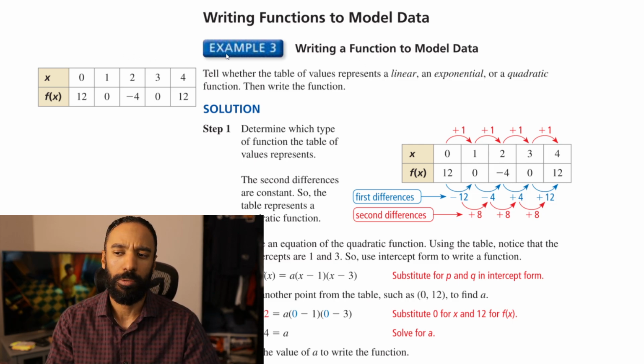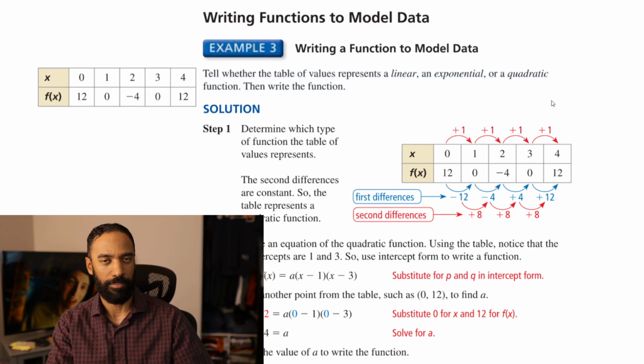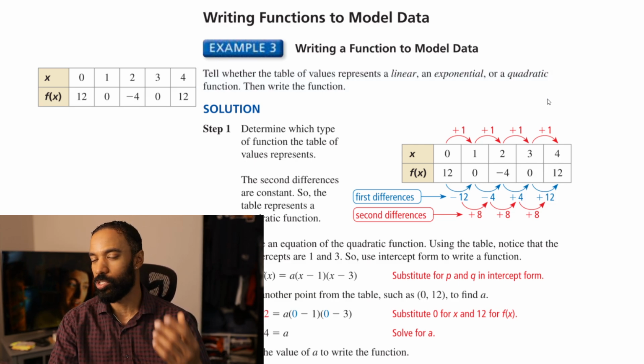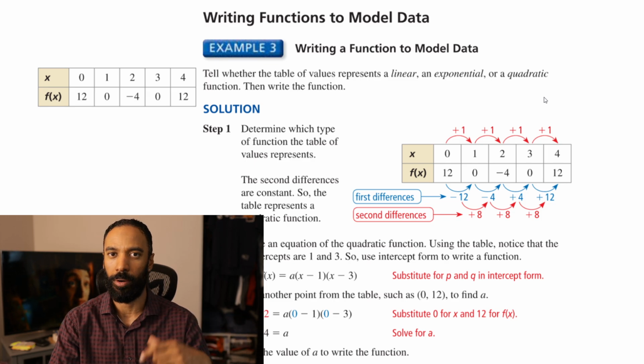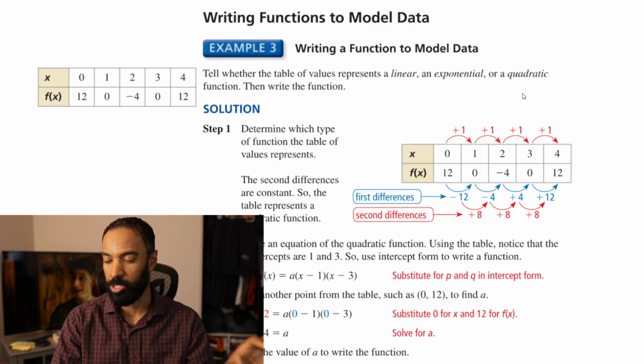Okay, writing a function to model the data. First, it looks like we have to tell whether it's linear, exponential, or quadratic, then write the function. We saw what kinds of functions they're using. Linear was slope-intercept form. Exponential was ab to the x. Quadratic was its standard form, ax squared plus bx plus c.